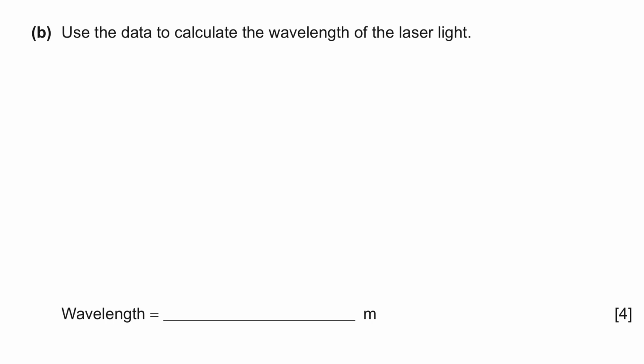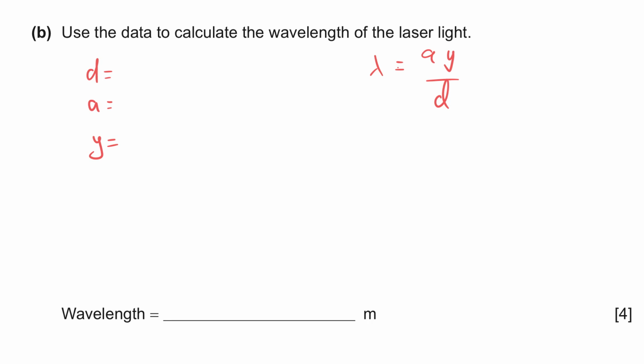Part B, use the data to calculate the wavelength of the laser light. So we need to get together the things that we have found. We have an equation that lambda is AY over D. And so we need to think about what those values are.